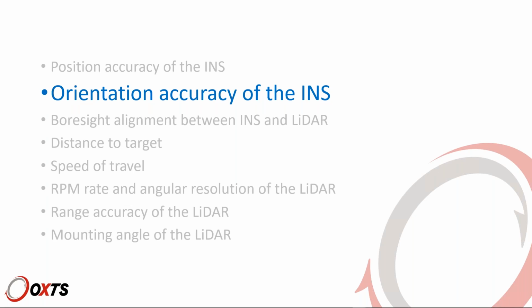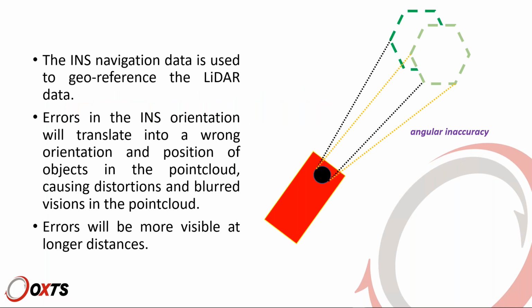Okay, next, orientation accuracy of the INS. Again, the concept is similar. Because the INS data is the one used to georeference the LiDAR data, any error in orientation of the INS will translate into wrong orientation and position of the objects in the point cloud. This can cause distortions and blurred vision.